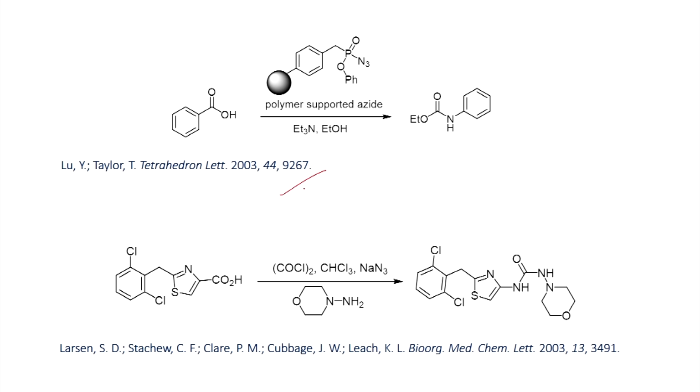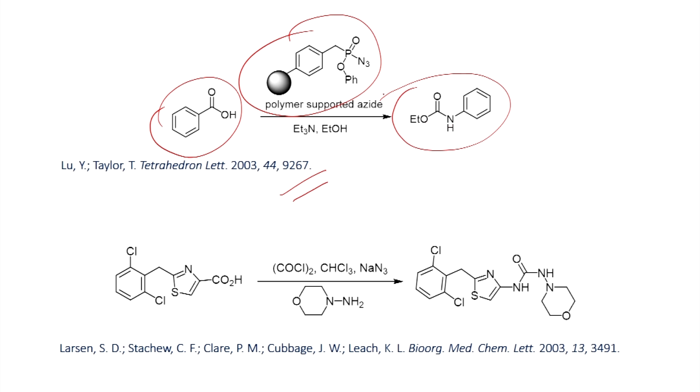Here another example shown, and here the reaction of benzoic acid with this polymer supported azide is shown, and which can be converted into acyl azide. Once you have the acyl azide as we have seen, which can be further converted into isocyanate, that can be reacted with ethanol, you get the corresponding carbamate as a product.